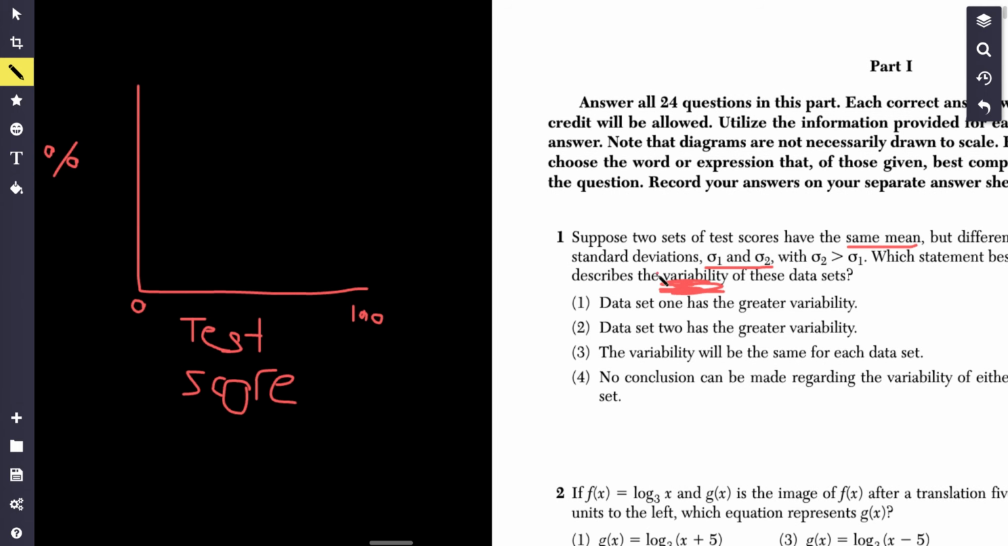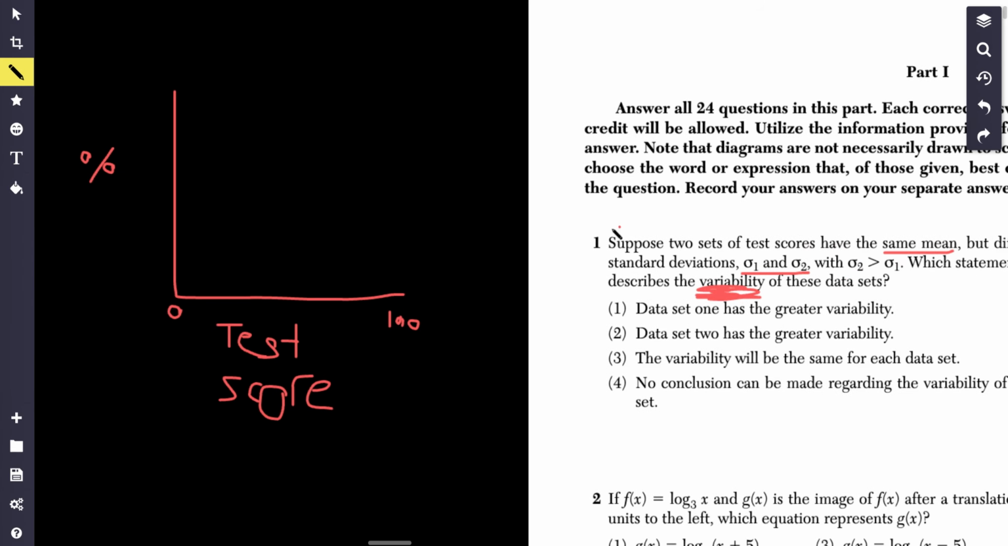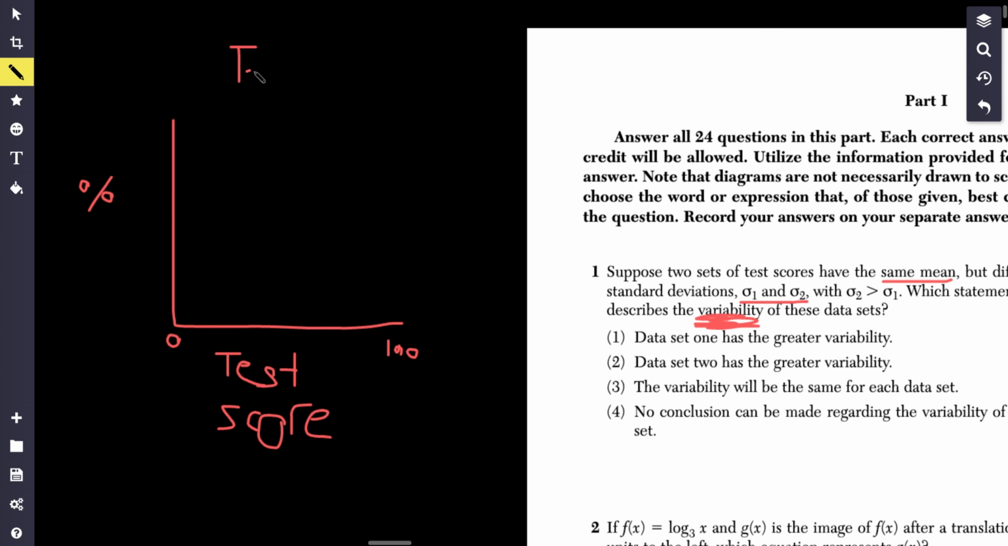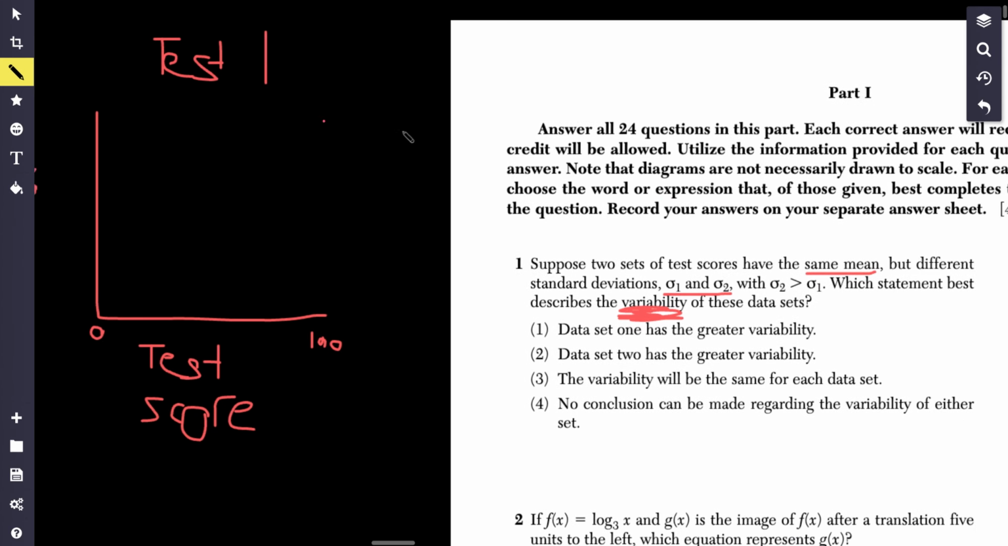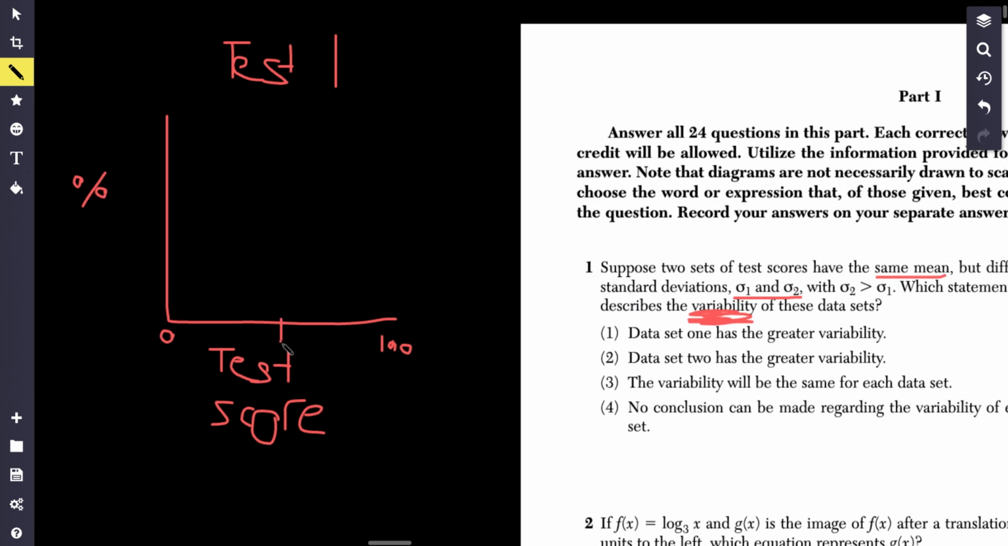Now, when this says that standard deviation number 2 is greater than standard deviation number 1, this is basically what it's saying. Let's say this is test number 1, the test that has the lower standard deviation. Let's say it has a mean of 50. The graph might look something like this, where a high percentage of students have gotten 50% on the test, and it curves around the 50%.